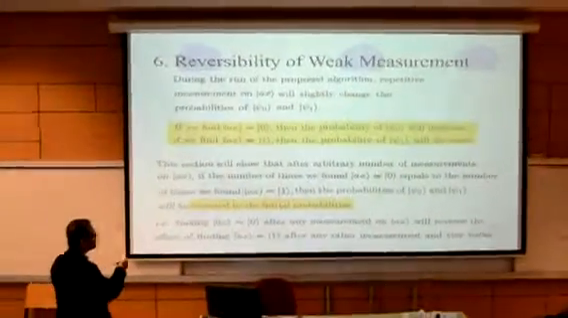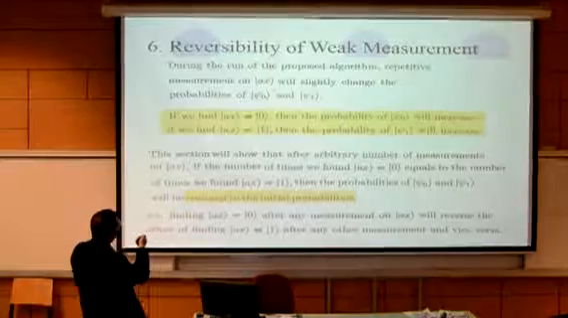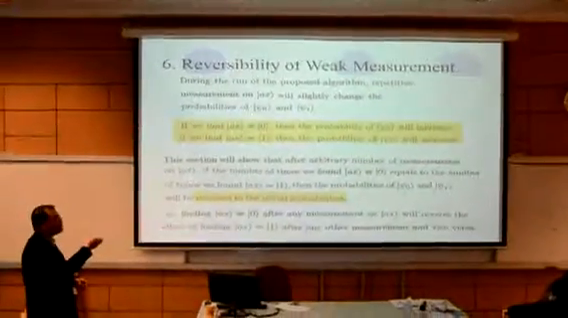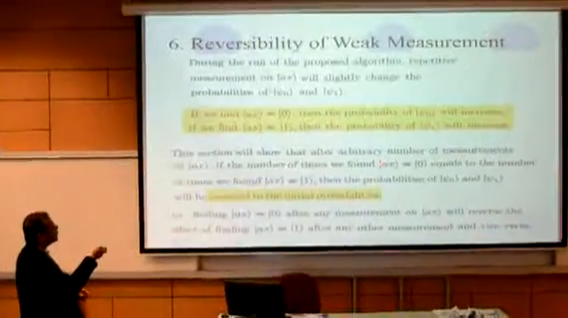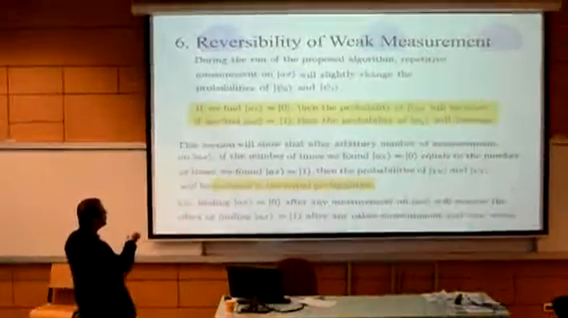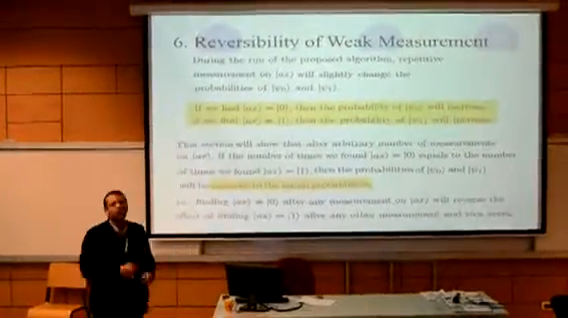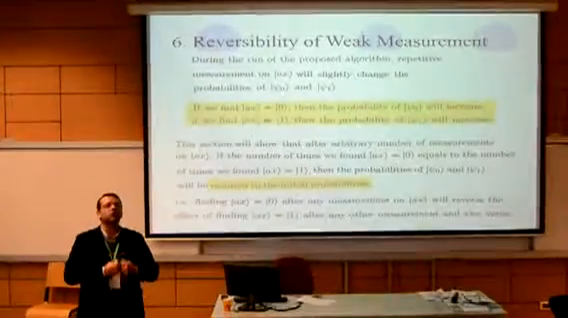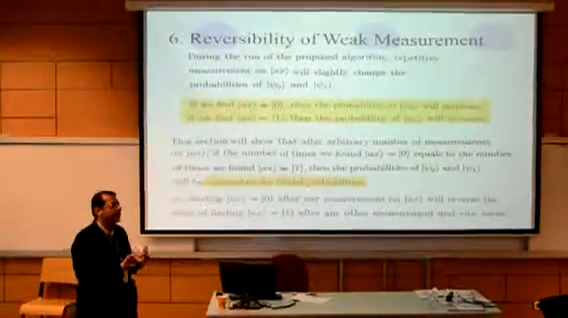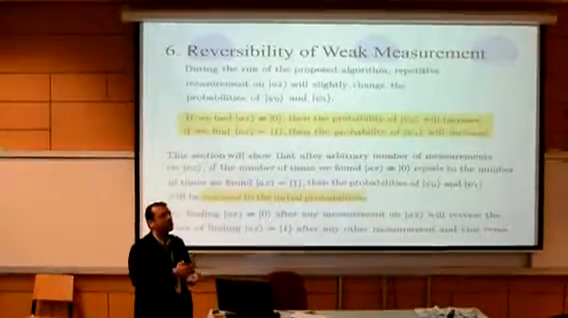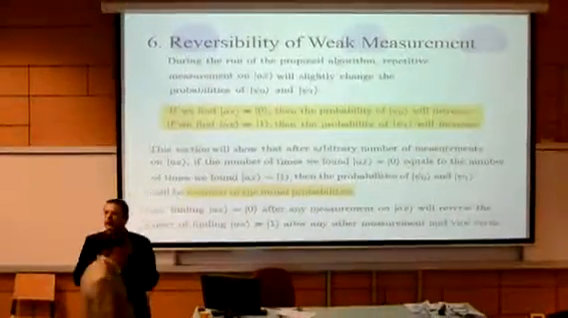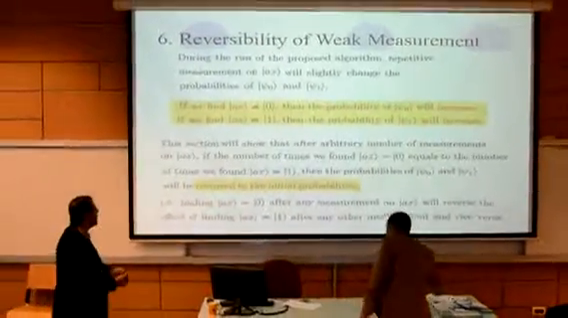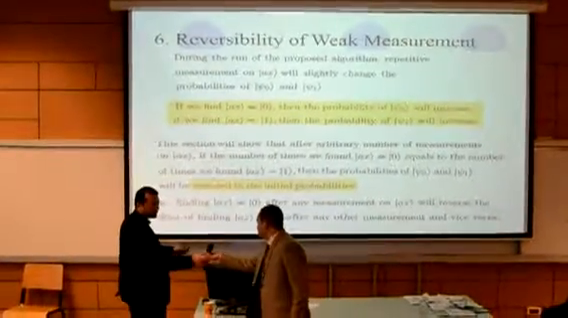This section will show that if, after an arbitrary number of measurements on AX, the number of times we found AX equals 0 equals the number of times we find AX equal 1, then the probability of the system will be restored to the initial state. As if finding AX equals 0 cancels finding AX equal 1 and vice versa. They cancel each other. Every time we find AX equals 0, it cancels the effect of finding AX equal 1.